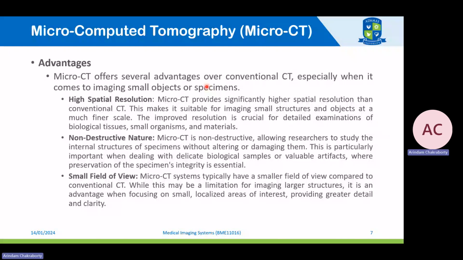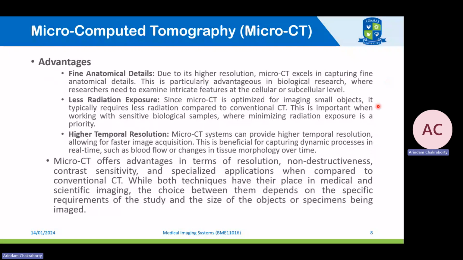Again, finer anatomical details, like I discussed previously. Micro CT, with its small field of view, small pixel size and superior resolution, provides excellent capability of capturing finer anatomical details like the ones seen in cortical and cancellous bone, with the detailed structure in the cancellous geometry, which is otherwise impossible to capture using conventional CT. This is advantageous in biological research where these intricate features can be useful to understand at the cellular or even subcellular level.